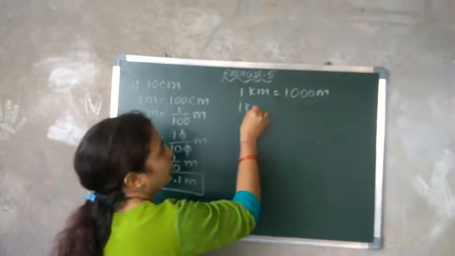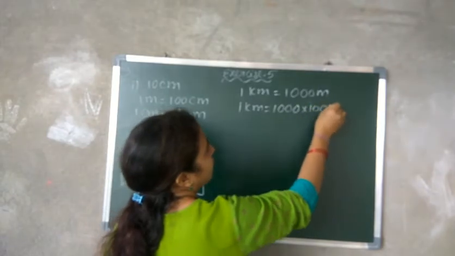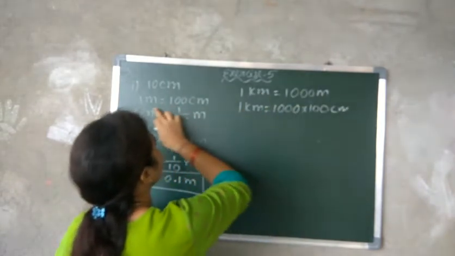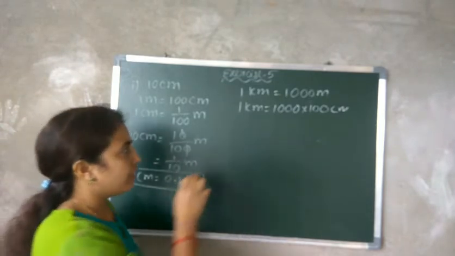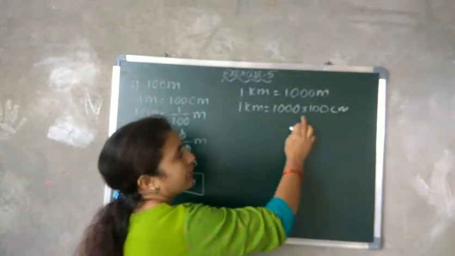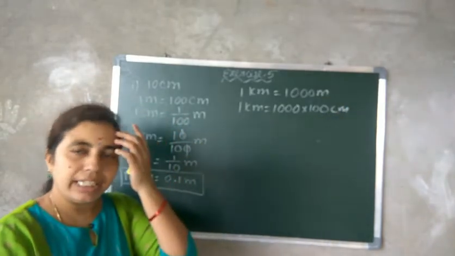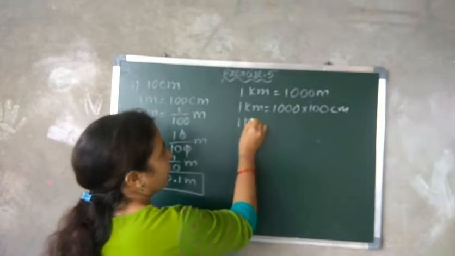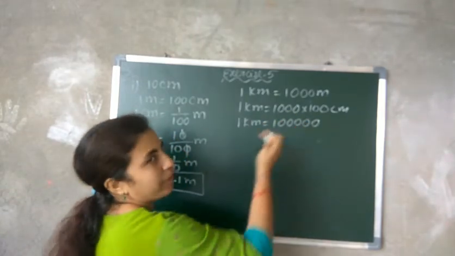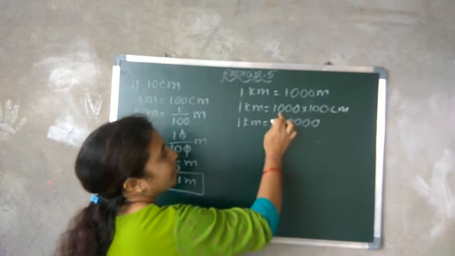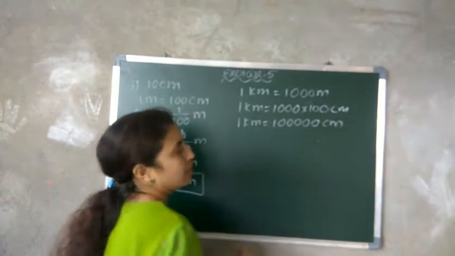That means 1 kilometer is equal to 1000 into 100 centimeters. Why? Because 1 meter is equal to 100 centimeters, so 1000 meters means 1000 into 100 centimeters. Now 1 kilometer is equal to how many? Just multiplication: 1 into 1 is 1. How many zeros? 1, 2, 3, 4, 5. So we write 5 zeros.